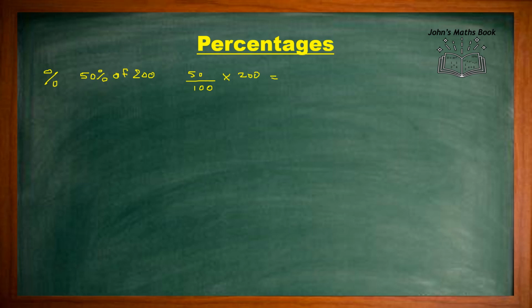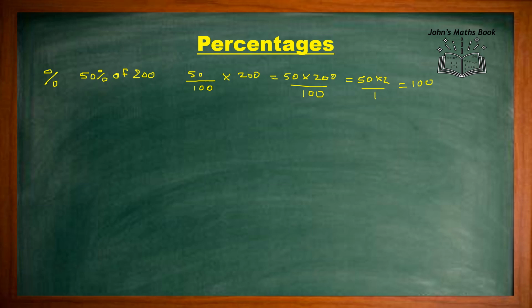So we can simplify this by saying that is 50 times 200 divided by 100. So if we divide the numerator and the denominator by 100, it becomes 50 times 2 divided by 1, and that is equal to 100. So 50% of 200 is 100.